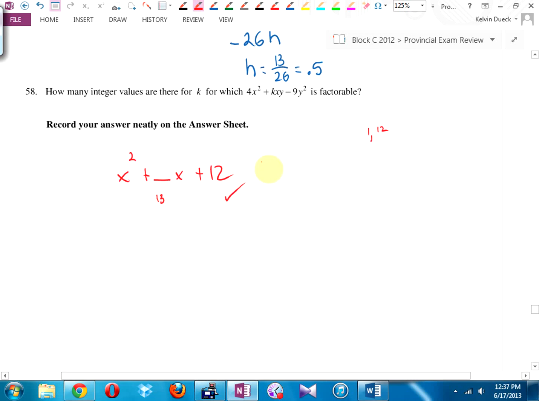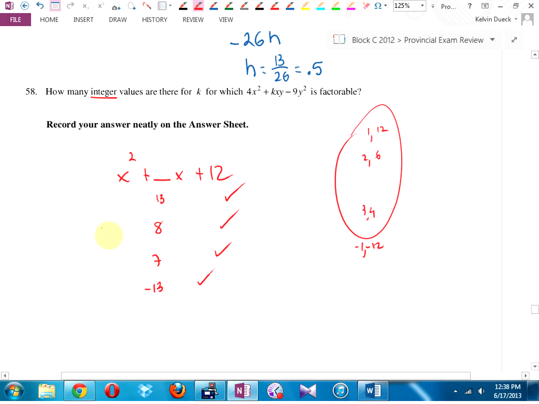Give me another set of numbers that multiply to 12. Got another one? There are negatives. You could go -1, -12. That would give you a -13, which would still factor. For each one of those, there's a negative pair as well. There's a total of 6 different ways that'll factor.